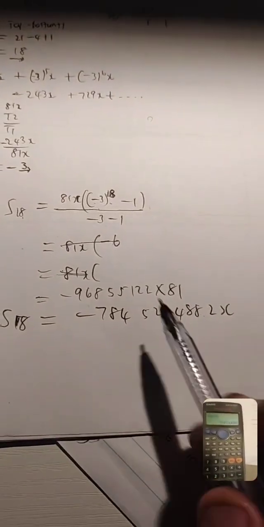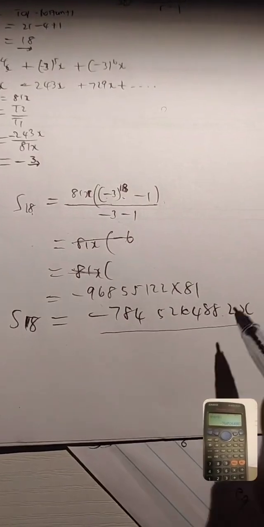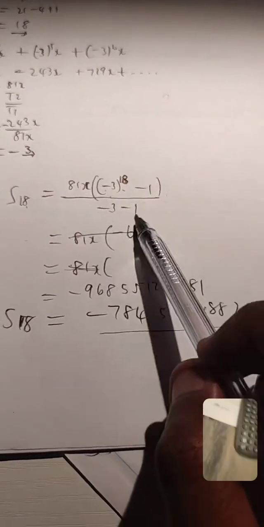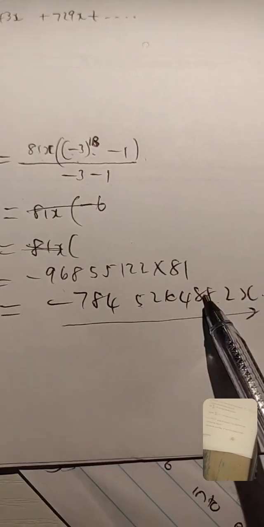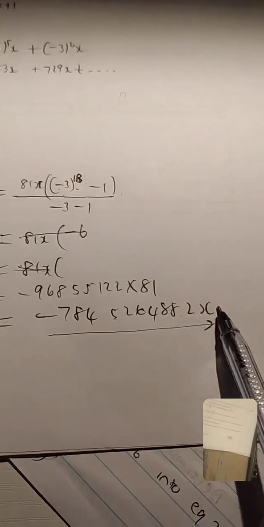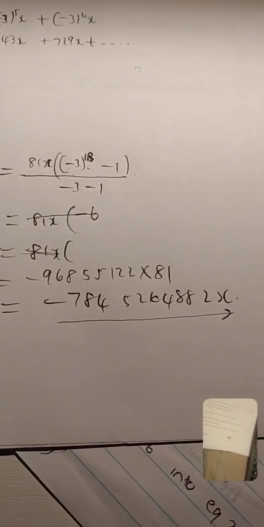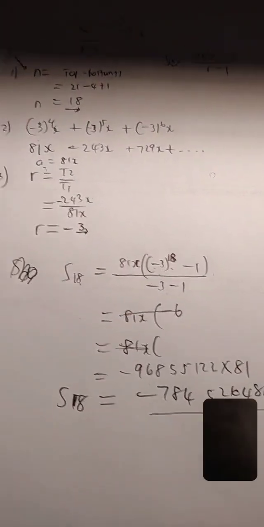So that basically would be your answer, because after getting that answer, we multiplied it by 81. You multiply this entire thing by 81, and obviously the x gets attached to that number because the answer is in terms of x. So that's basically what they want: the sum of the first 18 terms.